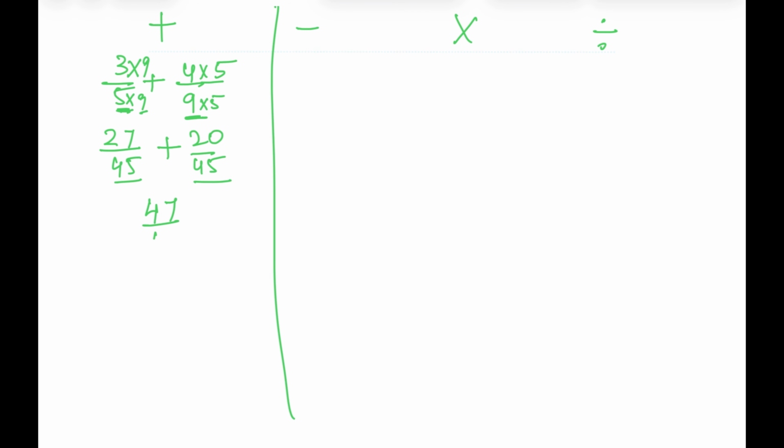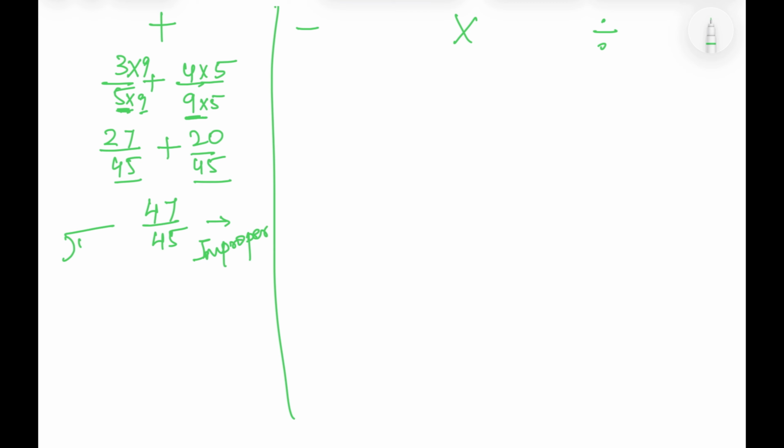It's 47 upon 45. As I told you, we add only the numerators and not the denominator. What's after that? Is this a proper fraction or an improper fraction? This is an improper fraction. So as I told you before, we cannot leave the answer in improper fraction. So we need to convert this into mixed fraction. How do we do that?